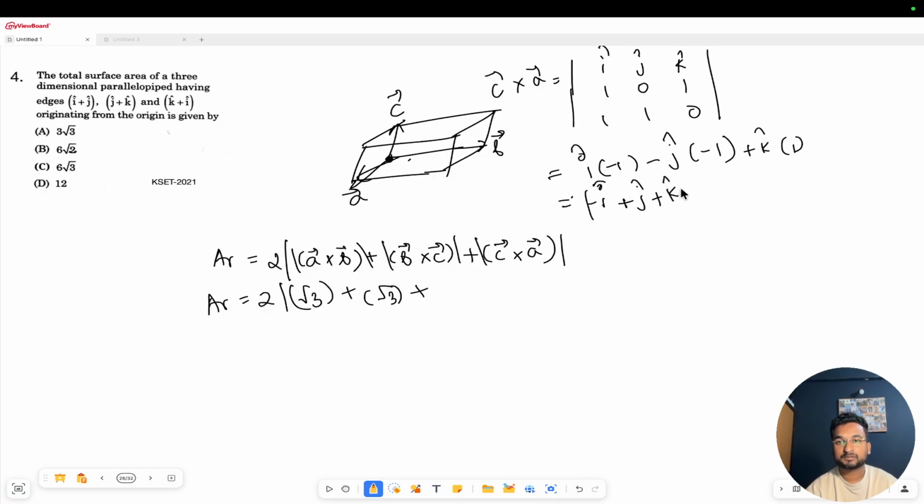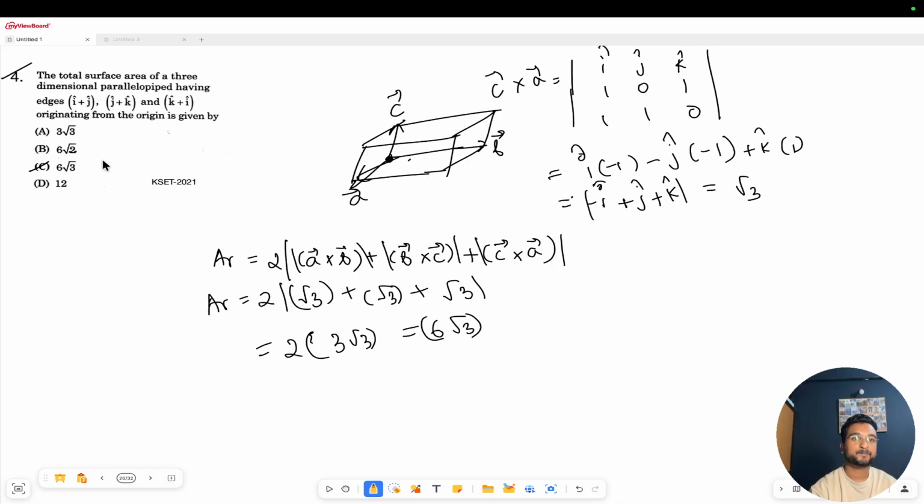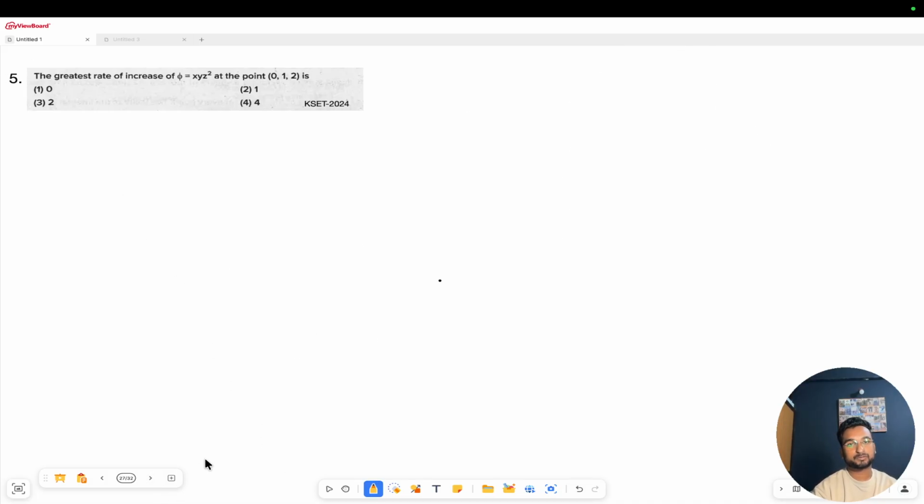Again its magnitude will be root 3. So what is this? 2 into 3 root 3. So this is 6 root 3. Answer is 6 root 3. Option C. Okay. So next question.